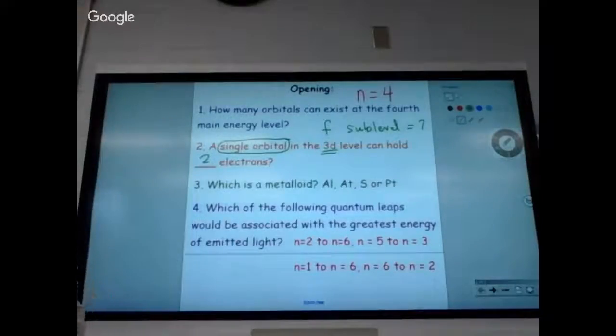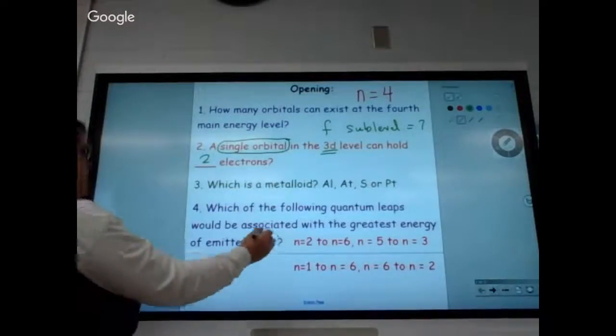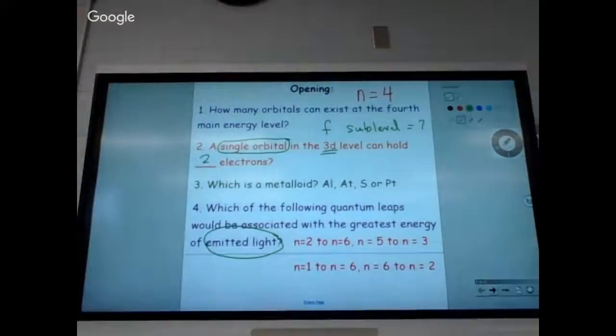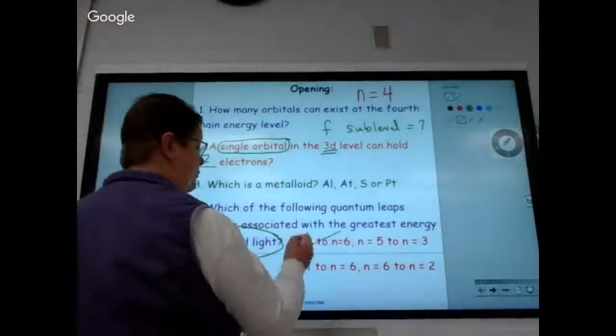All right. Which of the following quantum leaps is associated with the greatest energy of emitted light? N equals 6, N equals 2. Okay, so to be emitted, what do the numbers have to do? Go up or go down? They have to go down to be emitted, okay? So that means this one's out.